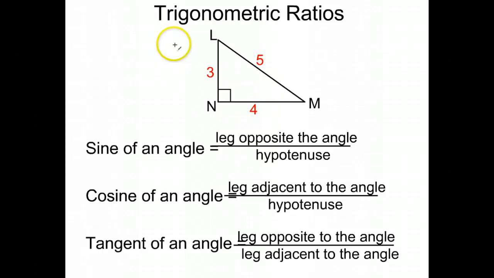A little reminder of the trig ratios: sine, cosine, and tangent. If you don't have this in your notes already, please put it in there. Sine is the opposite leg over the hypotenuse. Cosine is the adjacent leg over the hypotenuse. And tangent is the opposite leg over the adjacent leg. Again, we've done lots of lessons with these. If you have not put them in your notes yet, please do so.